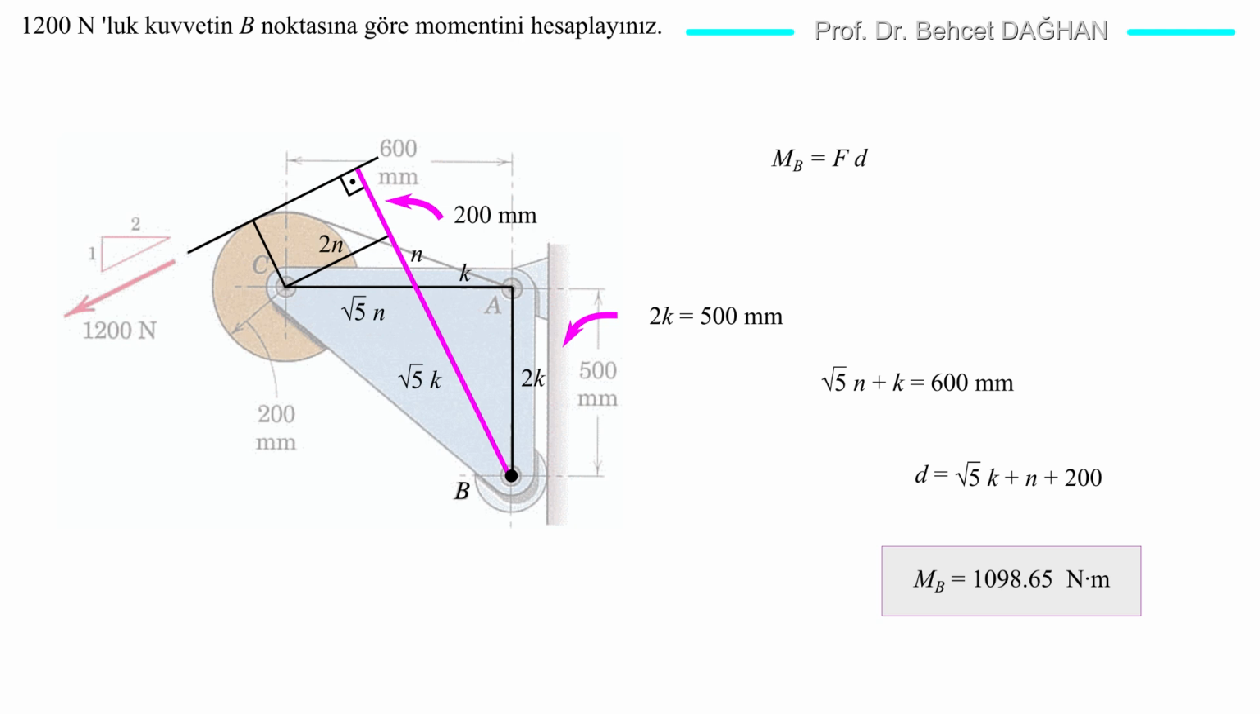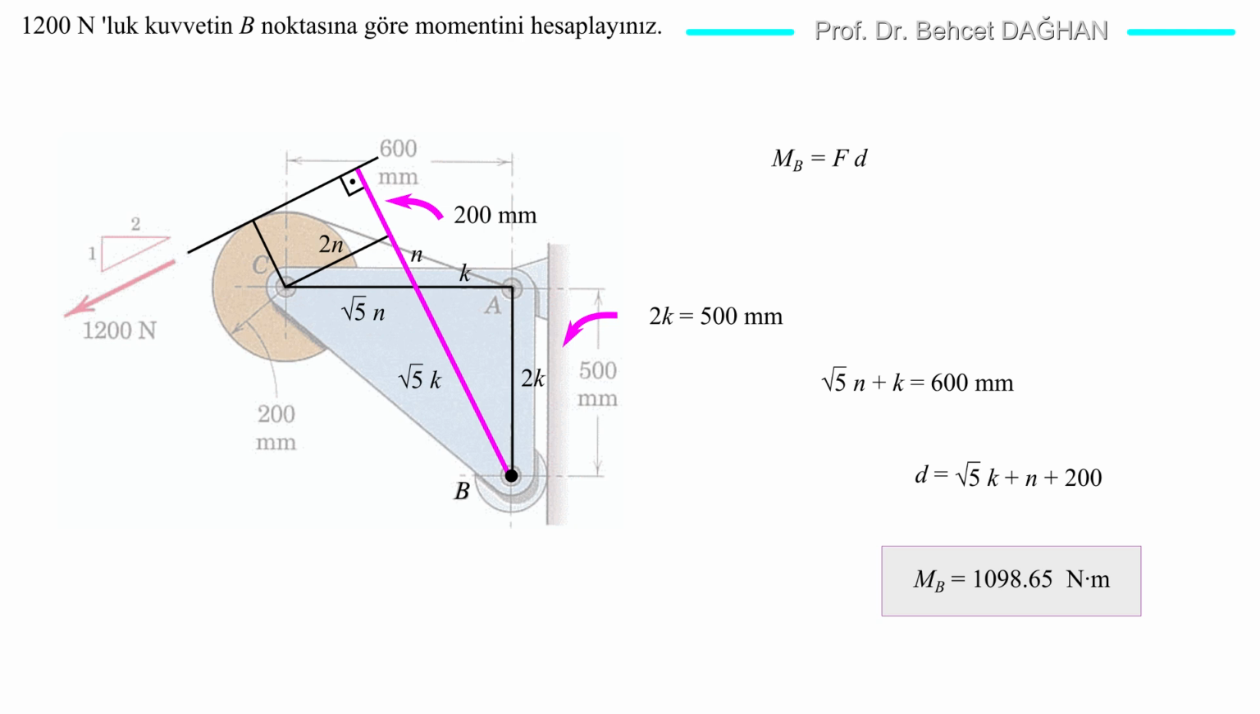To find the distance d, let's create the following geometry. The ratio of the perpendicular sides of the resulting right triangles is always 1 to 2. I called the sides of one of the right triangles k, 2k, square root 5 k, and the sides of the other, n, 2n, square root 5 n. We need to find these k and n. To find the moment arm, we first need to find these. It's already clear that 2k is 500 millimeters. Therefore, k is 250 millimeters.